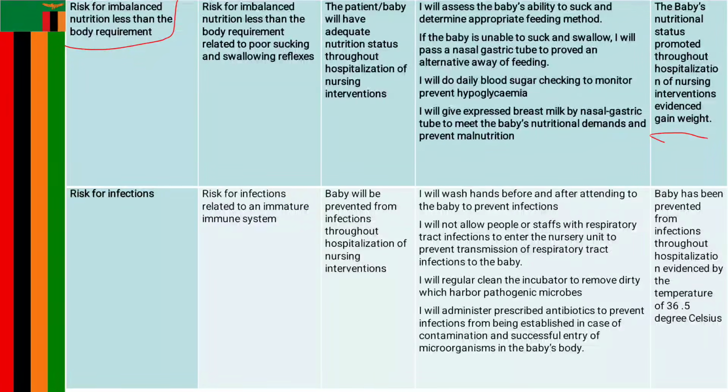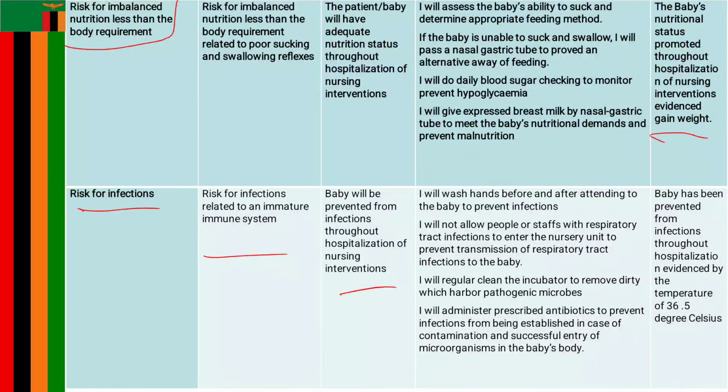So for evaluation, whether your problem is a risk or your problem is an actual problem, the evaluation should always have an evidence to get the 2 marks. The other potential problem is risk for infection. Nursing diagnosis: risk for infection related to immature immune system. Goal, you will say baby will be prevented from infections throughout hospitalization.